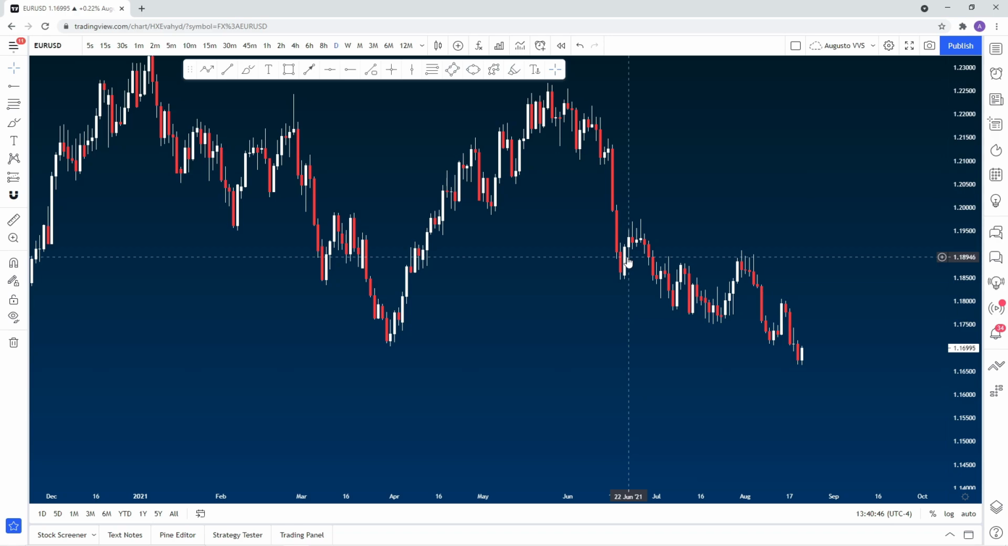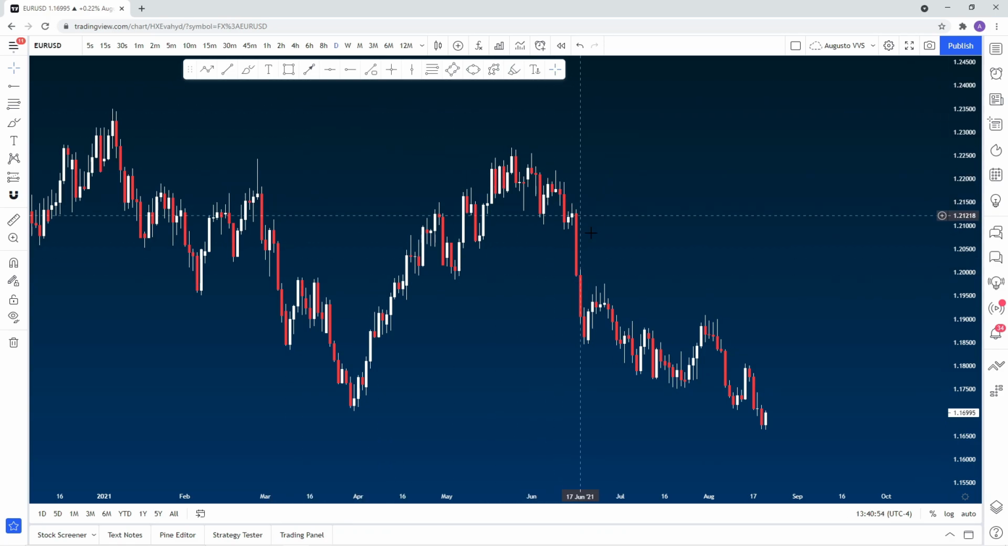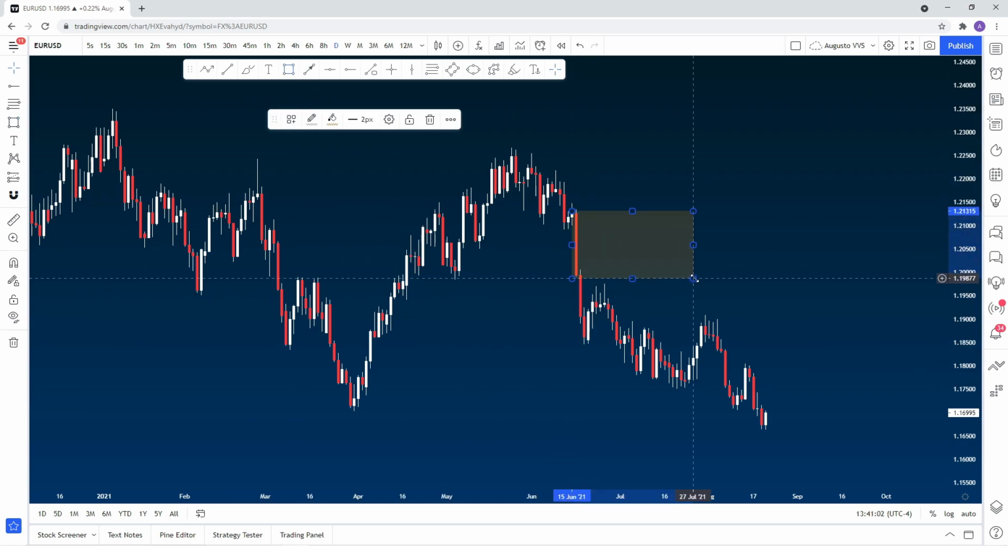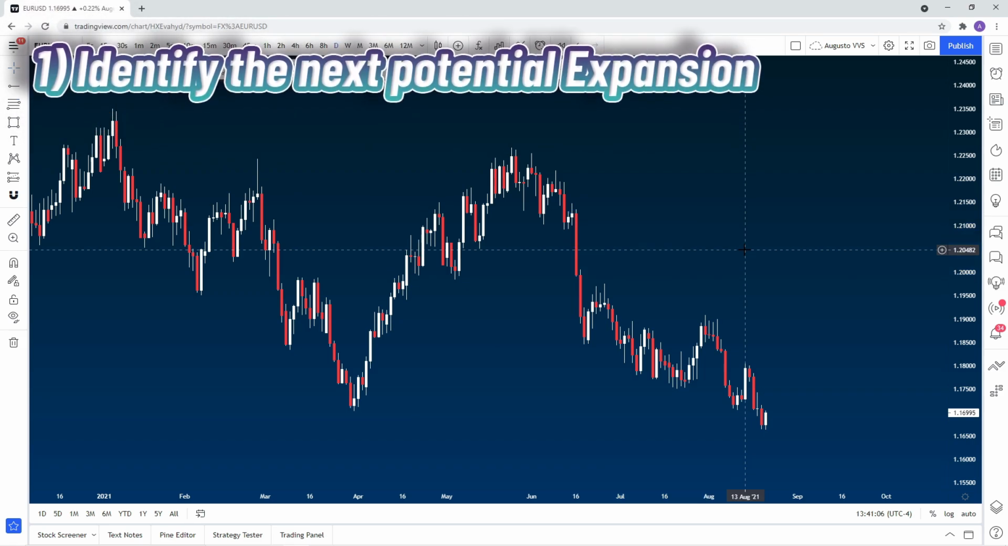I want to give you guys this model in order to capture the daily expansion. As you can see on any chart, price is not always expanding on the daily candles. Sometimes it is consolidating and other times it is expanding. So we are going to focus on this candle. So the first thing we need to understand is to identify the potential next expansion.